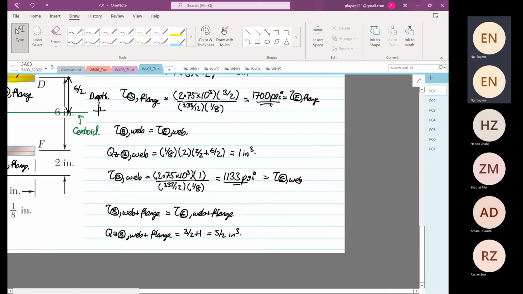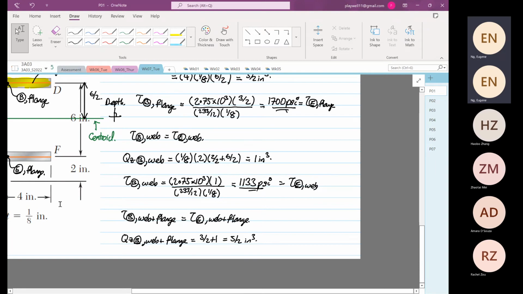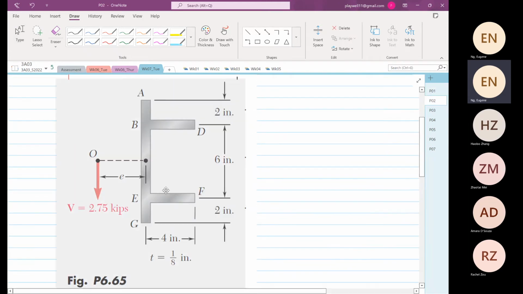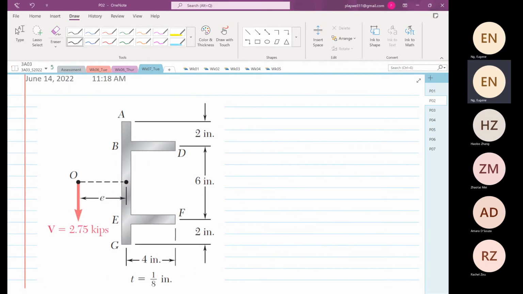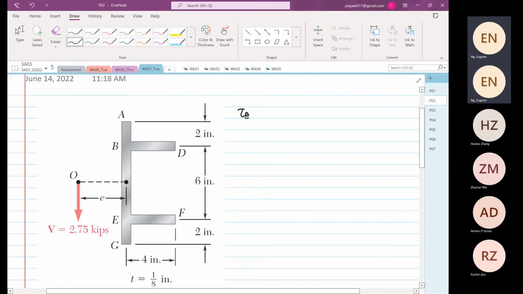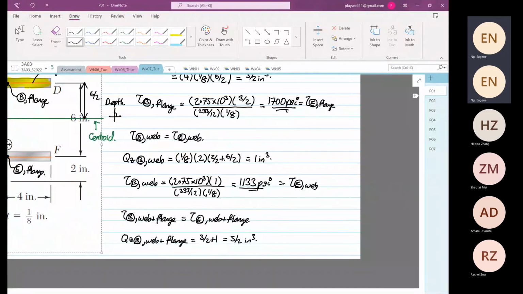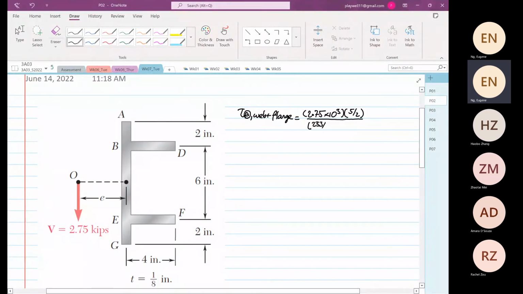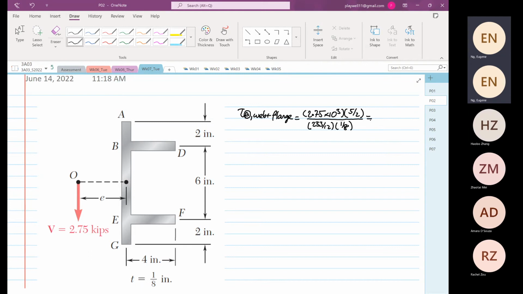Okay, so we are now going to find our stress at point B. Let me copy the image. Go to the next page. Right, so we're going to find the shear stress at point B, web plus flange. So this is equal to 2.75 times 10 to the power 3, times 5/2, and I can't remember, I think it's 233/12, multiplied by 1/8. So this is 2.75 power 3 times 5/2 divided by 233/12 divided by 1/8.